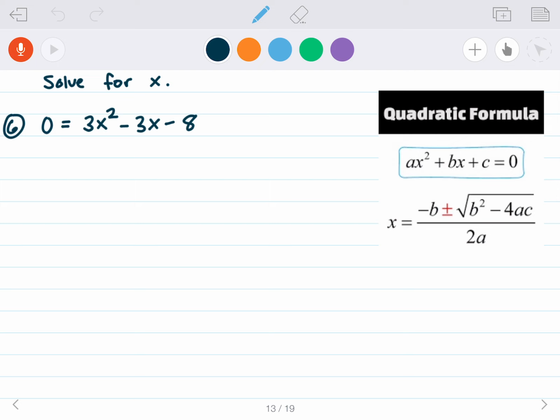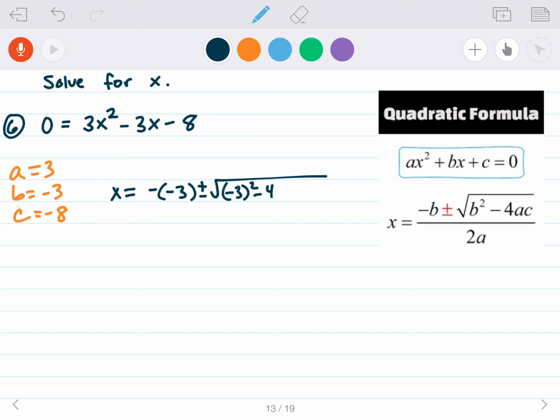All right, let's go ahead and do this one. It's already set to 0, which is good, and we're in standard form on the right. So we have a is equal to 3, b is equal to negative 3, and c is equal to negative 8. And let's plug everything into our formula. So we have x is equal to negative b plus or minus the square root of b squared minus 4 times a times c, all divided by 2 times a.